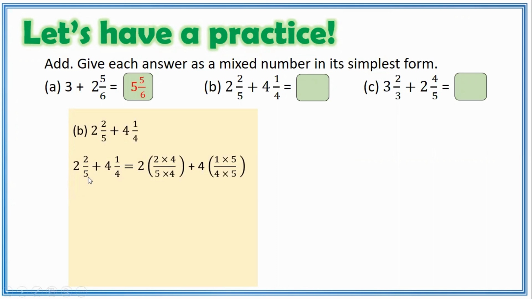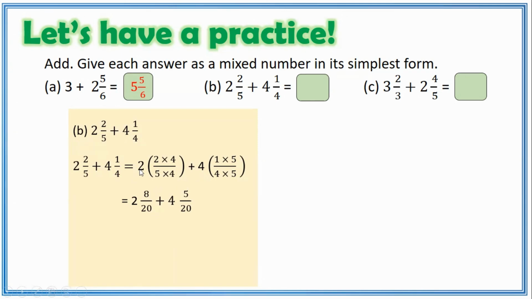So the denominators are 5 and 4. So its first common multiple is 20. 2 out of 5 must be multiplied by 4 out of 4. And 1 out of 4 must be multiplied by 5 out of 5. So 2 times 4 is equal to 8. 5 times 4 is equal to 20. 1 times 5 is equal to 5. 4 times 5 is equal to 20.